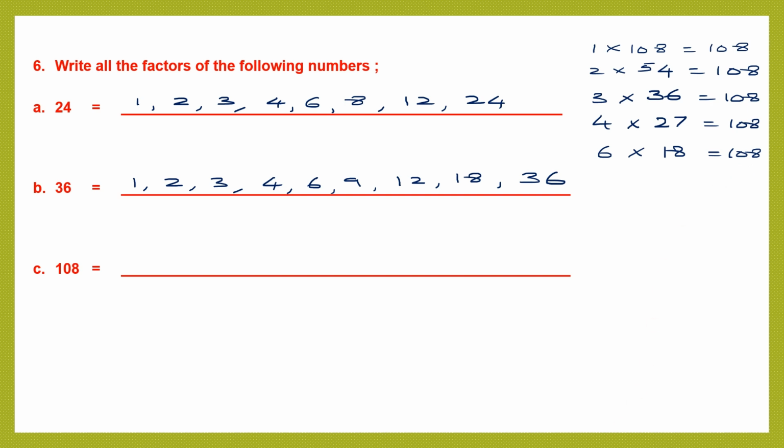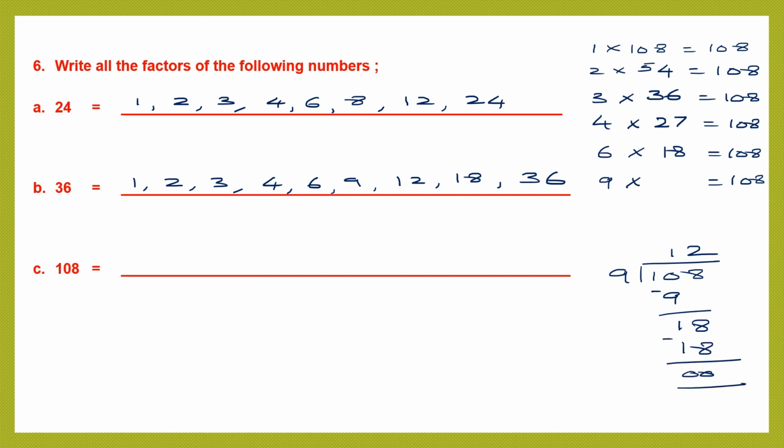Now 108 is not divisible by 7 or 8. Let's try dividing it by 9. That means 9 into something will give us 108. Let's divide that and see. 9 ones are 9 minus 1, bring down 8. 9 twos are 18 minus 0. So what is the number we have here? 12. So 9 into 12 is 108.